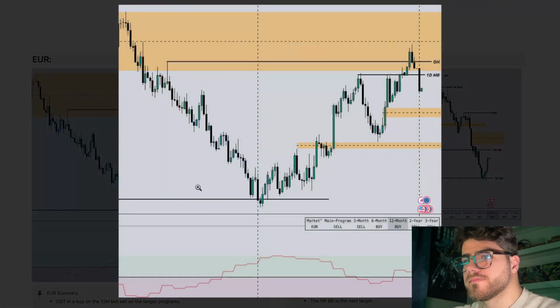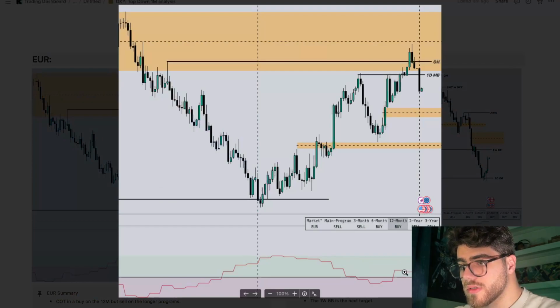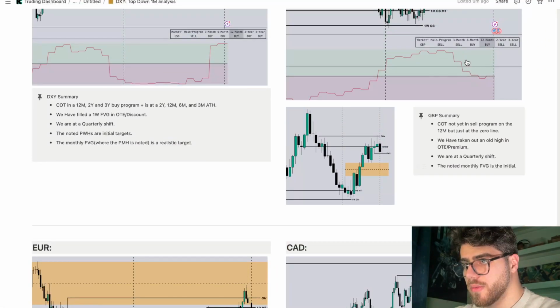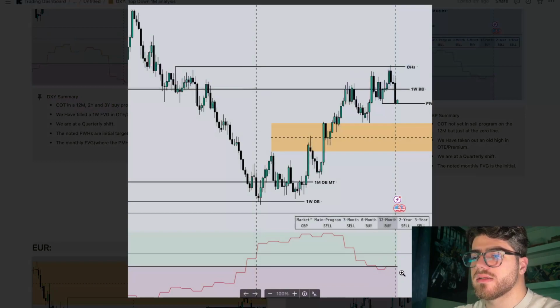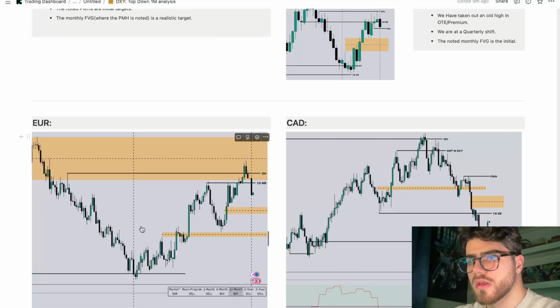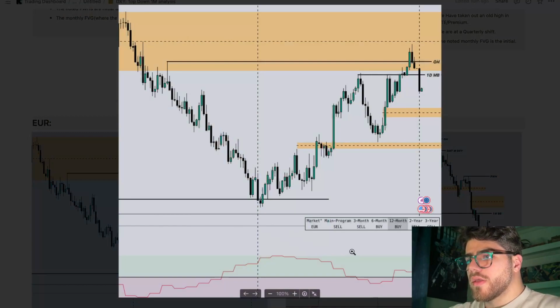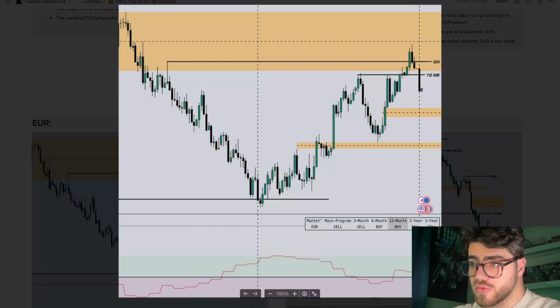Let's look at the euro. COT, by the way, I didn't cover COT, forgot about that. COT is not yet decided. It's right at the 0 line, but on the 2-year and 3-year, so the bigger programs, it is a bit more bullish as well, right? But we're at a rejection block, above an old high as well. And next target will be this fair value gap and this low, which is also a monthly fair value gap.